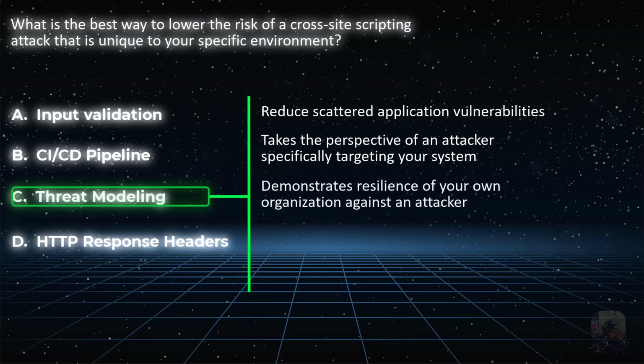Threat modeling also allows the organization to test their own resilience against an attacker. It is a form of software development due diligence. Choice C is the best answer because not only can threat modeling be done early in the software development lifecycle, but it is also done in a way that can be uniquely tailored to your specific company.